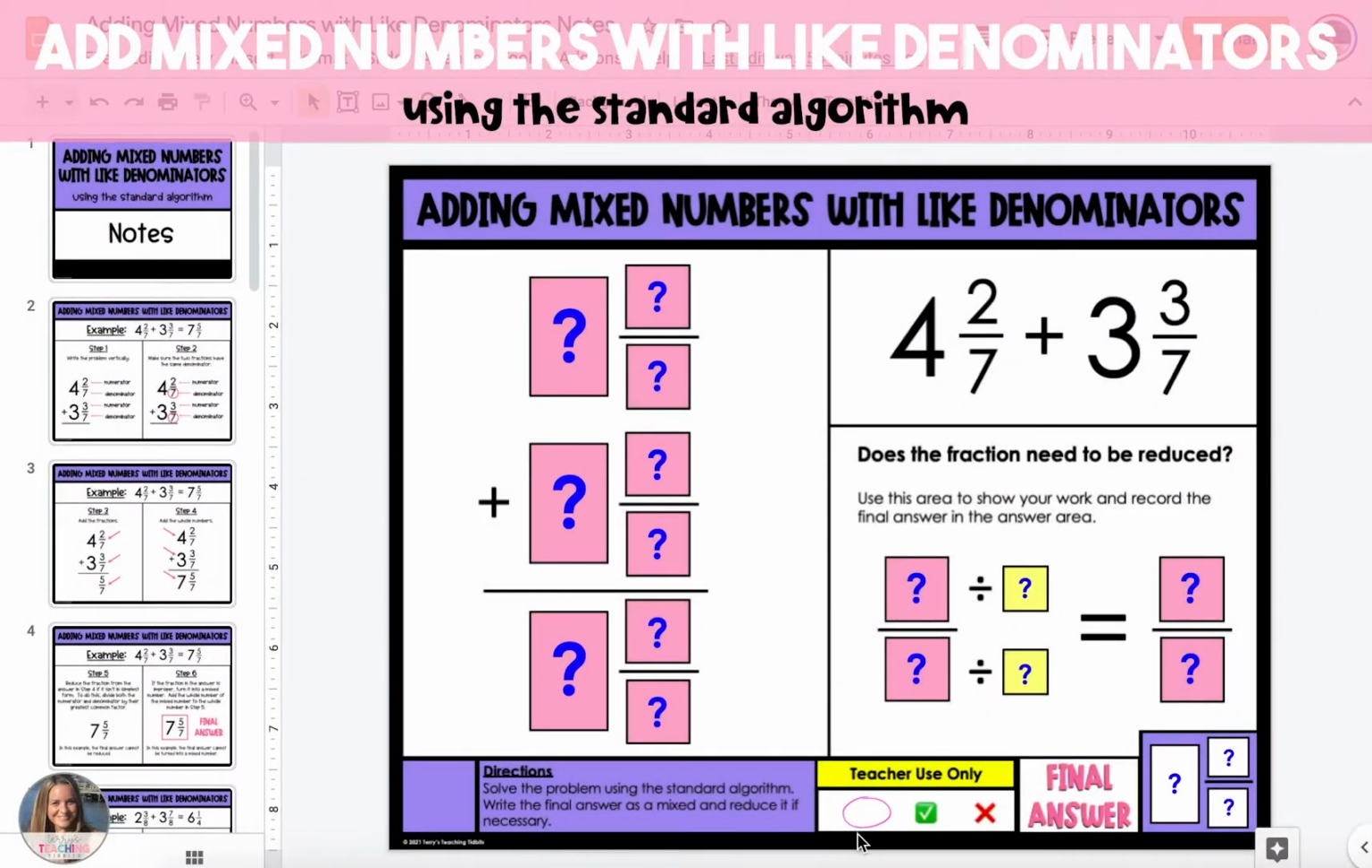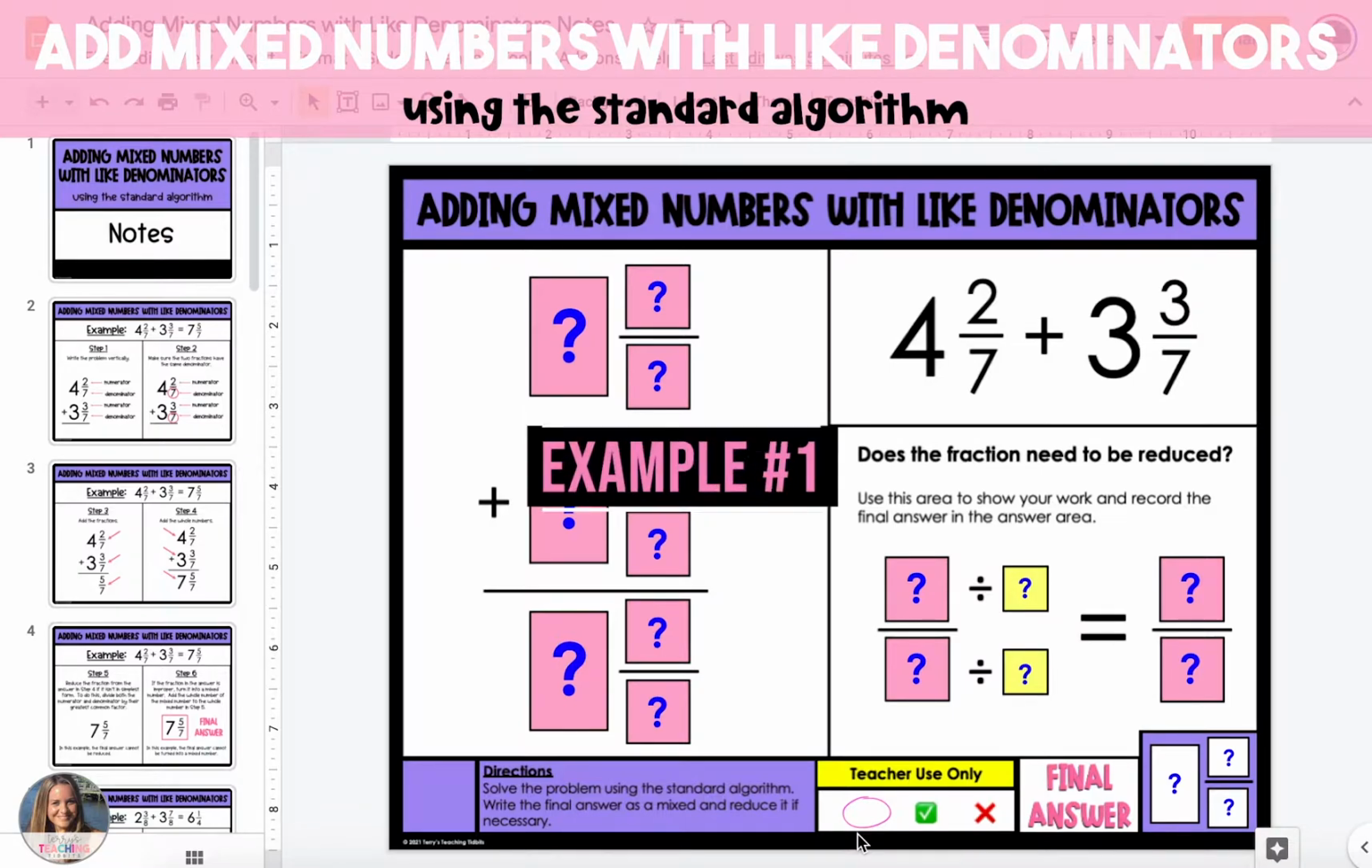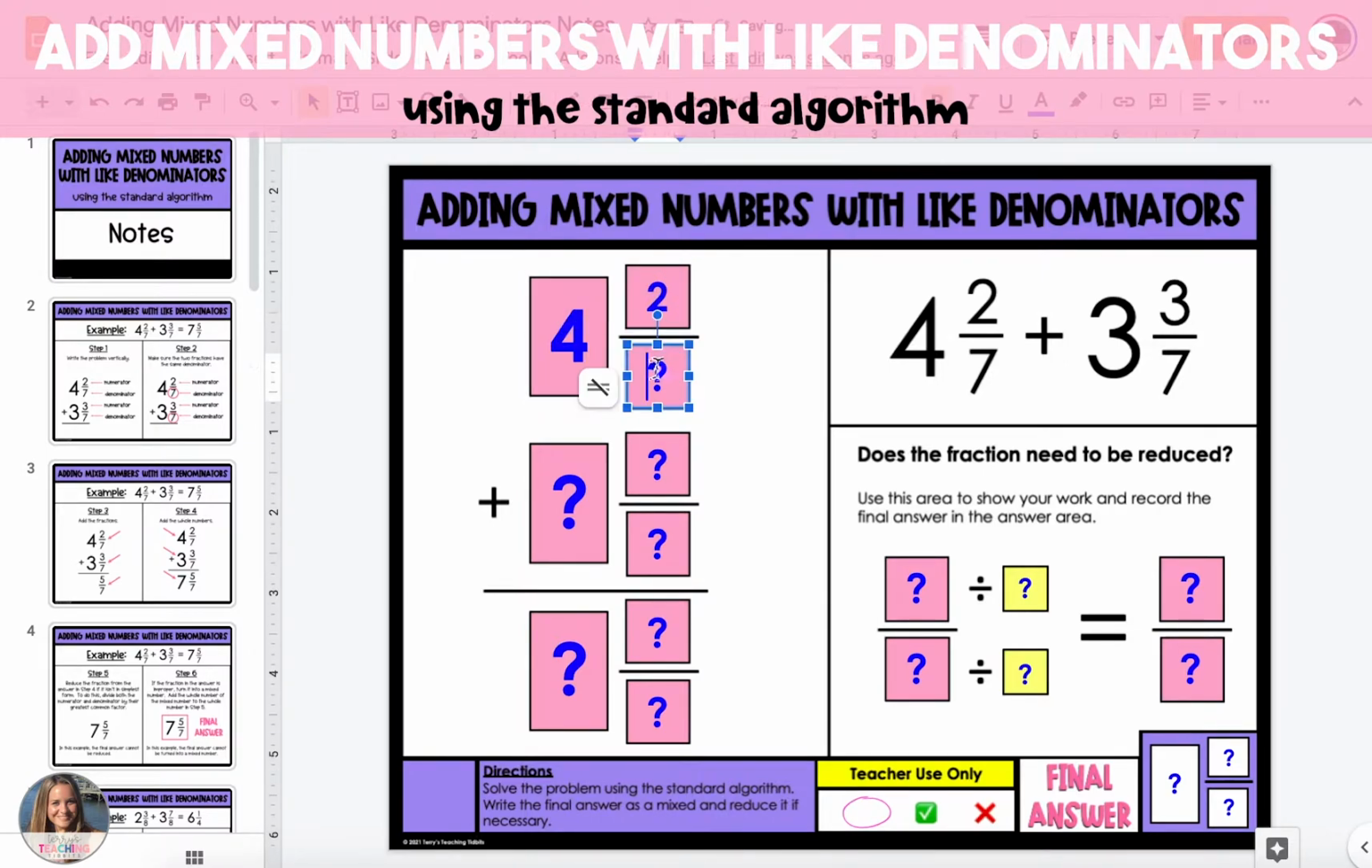In this video, I'm going to show you two examples of how to add mixed numbers with like denominators. In the first example, we're going to add 4 and 2/7 with 3 and 3/7. We'll start by typing the mixed numbers in the area on the left side of the slide.